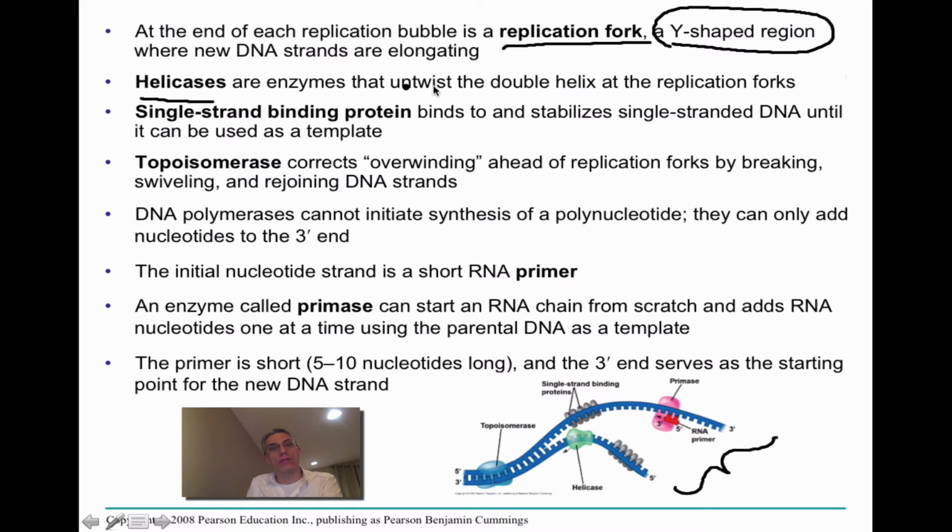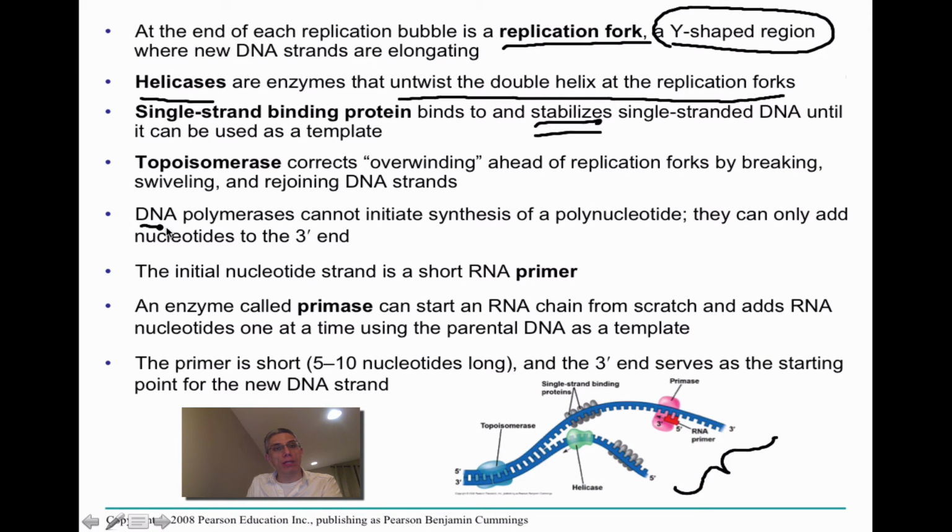Helicase is the enzyme that untwists the double helix at the replication fork. Then we have a single-strand binding protein that's going to bind to and stabilize the single-stranded DNA until it can be used as a template for replication. You can see those down here towards the bottom, making sure that fork stays open. Then we have topoisomerase, which corrects overwinding ahead of the replication forks by breaking, swiveling, and rejoining DNA strands.